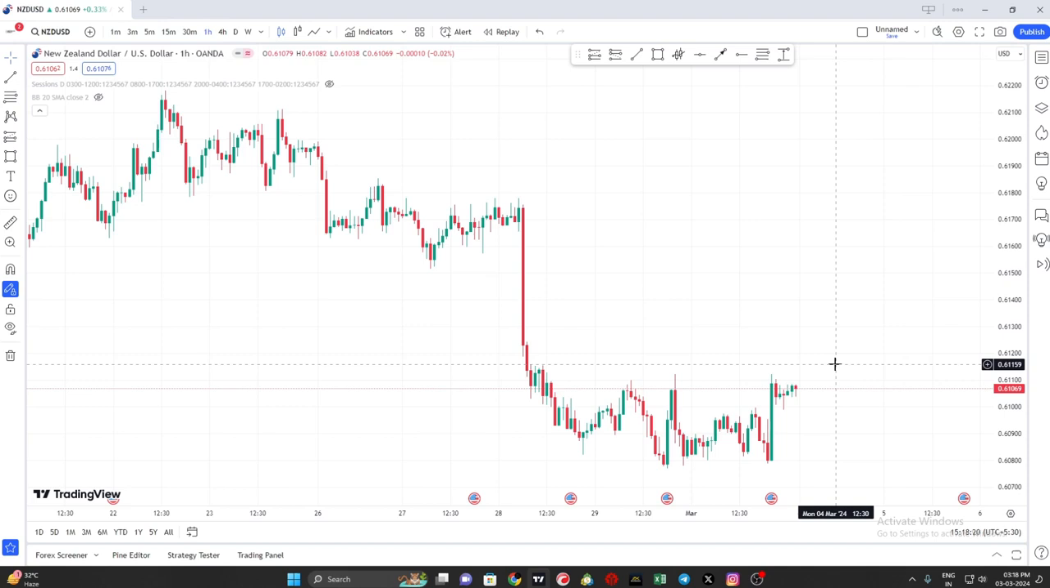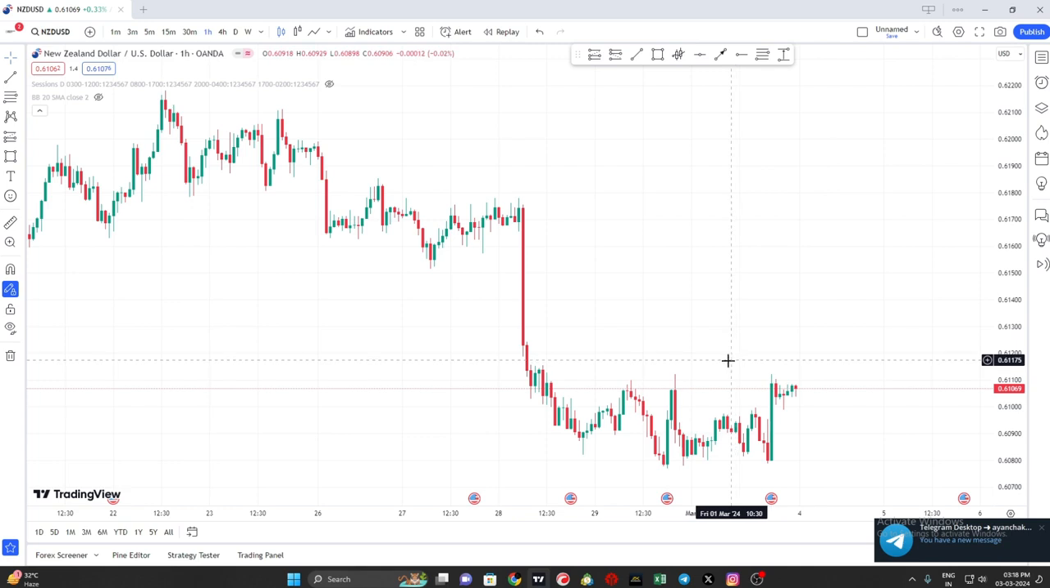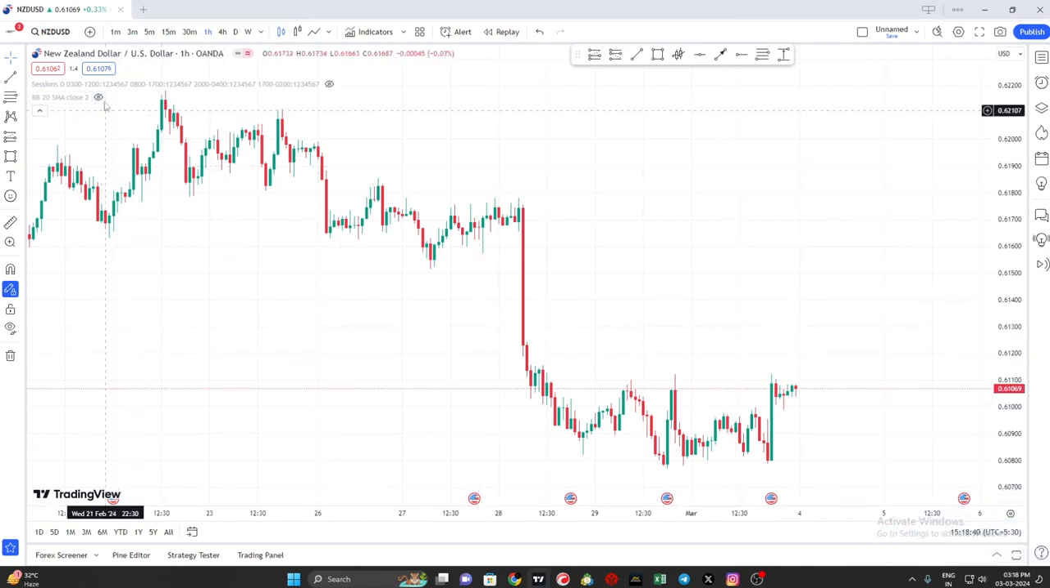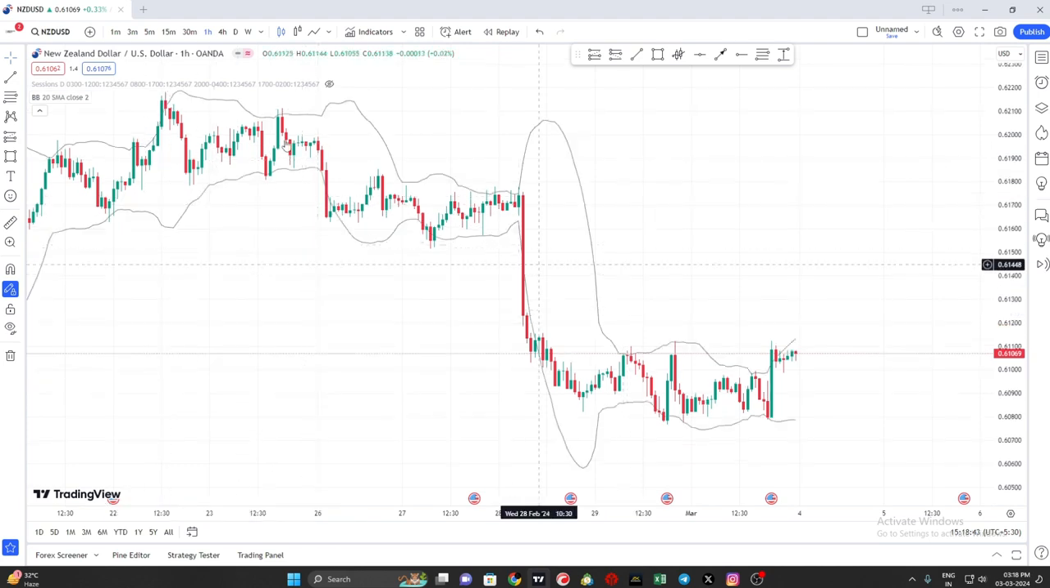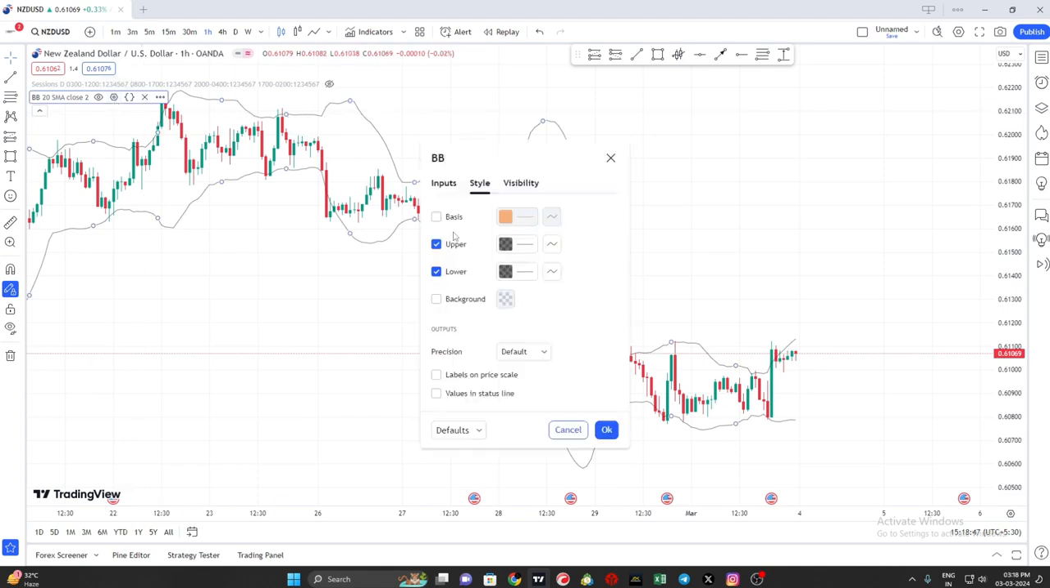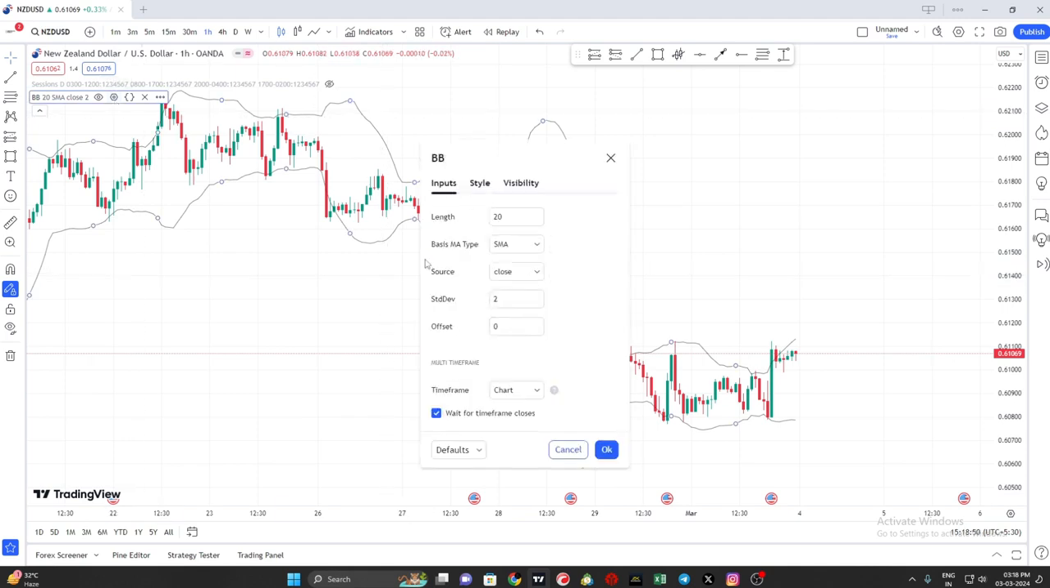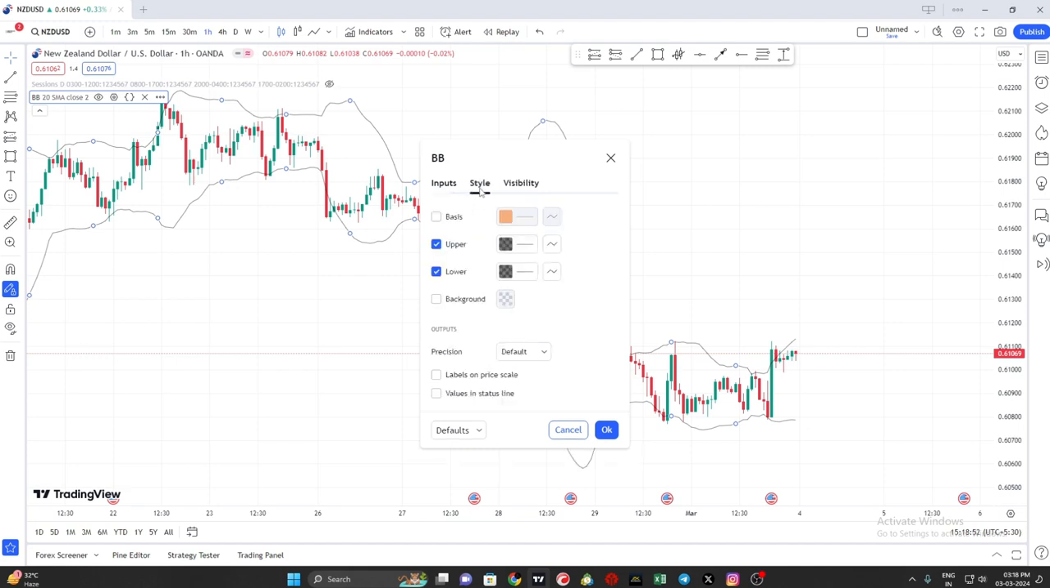In this strategy, which is called Bollinger Push, we will primarily use Bollinger Bands and the trend lines. Firstly, we need to apply this Bollinger Band on your chart, and you have to go to the settings. Simply, the inputs will be just the same as they were. And in the style section, you just have to disable this basic.